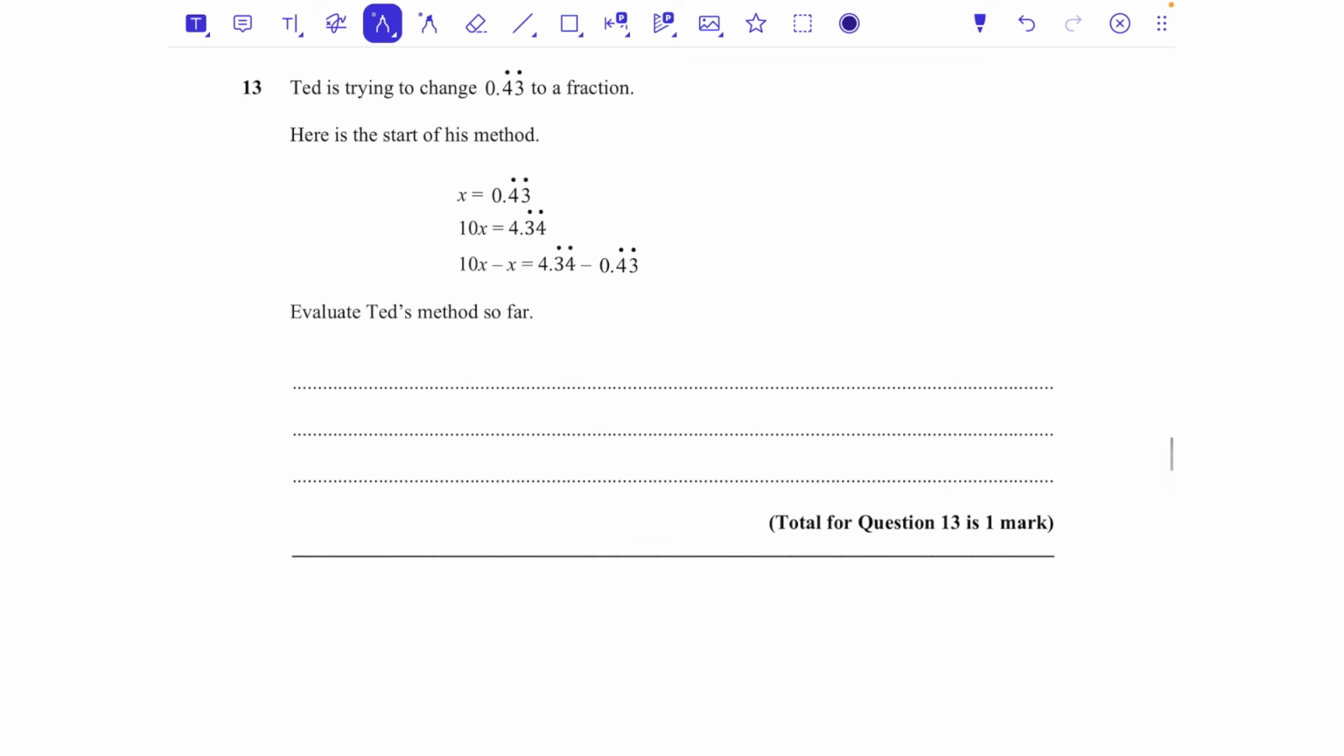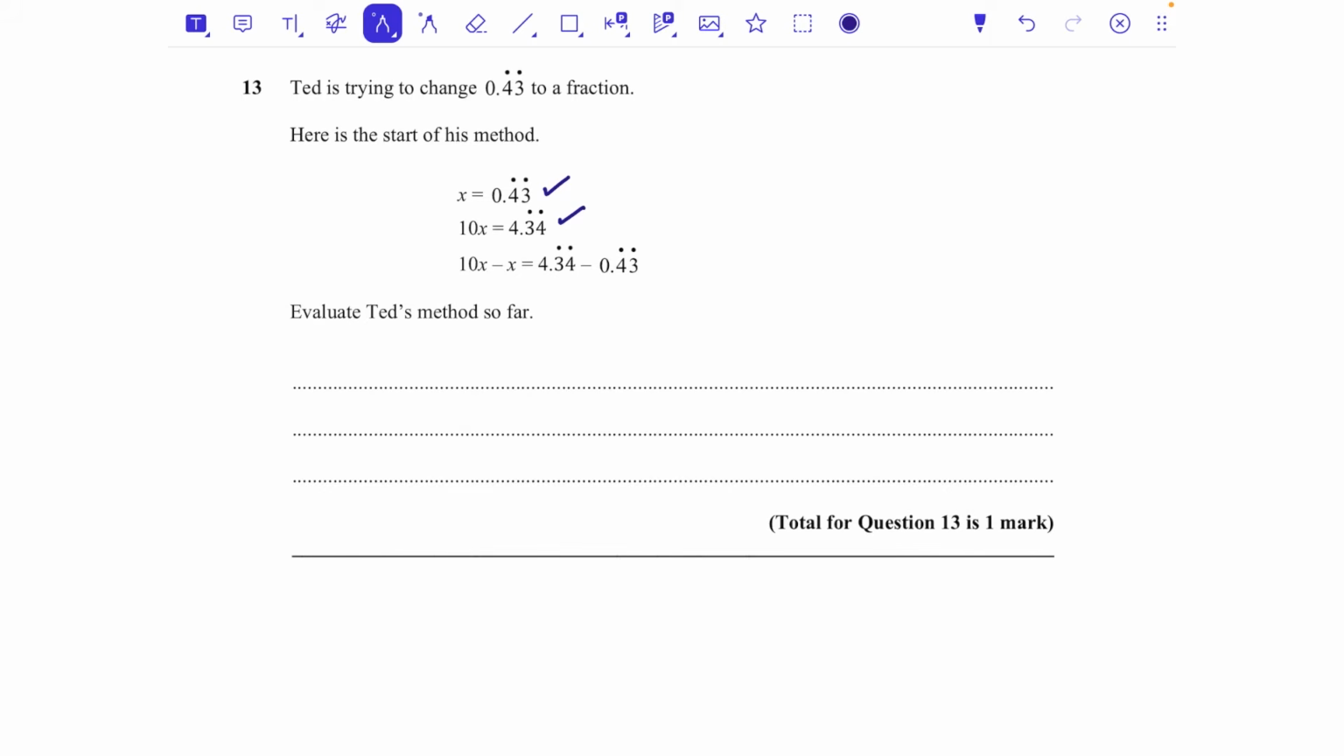Okay, question number 13. Ted is trying to change 0.43 recurring to a fraction. Here is the start of his method. He's done x is 0.43 recurring, perfect. 10x is 4.34 recurring, yep, that's absolutely correct. And then he's subtracted them away from each other. Now, this is fine, this is fine.